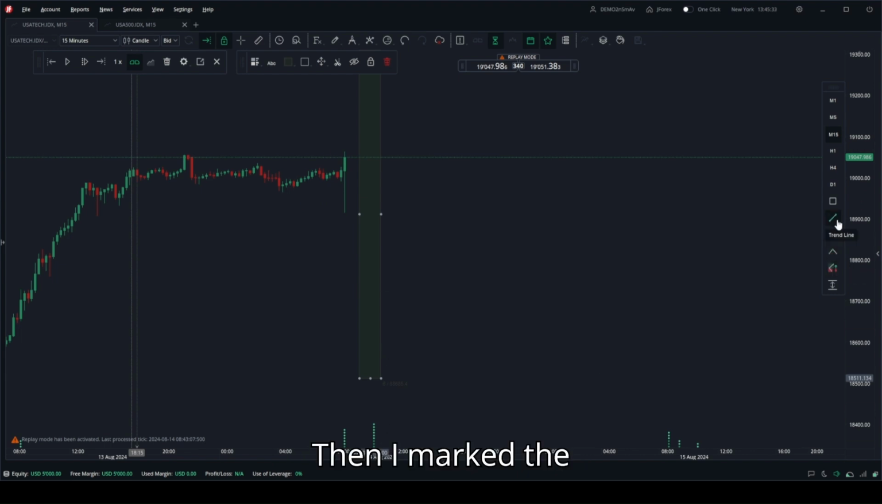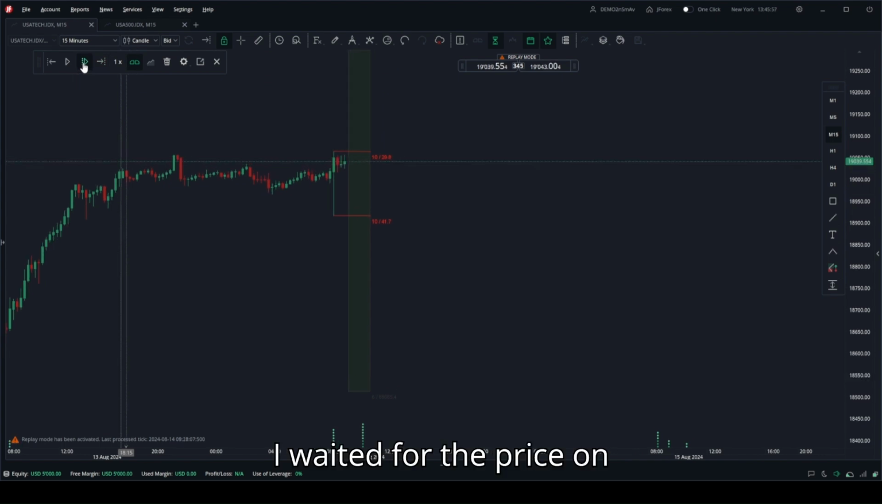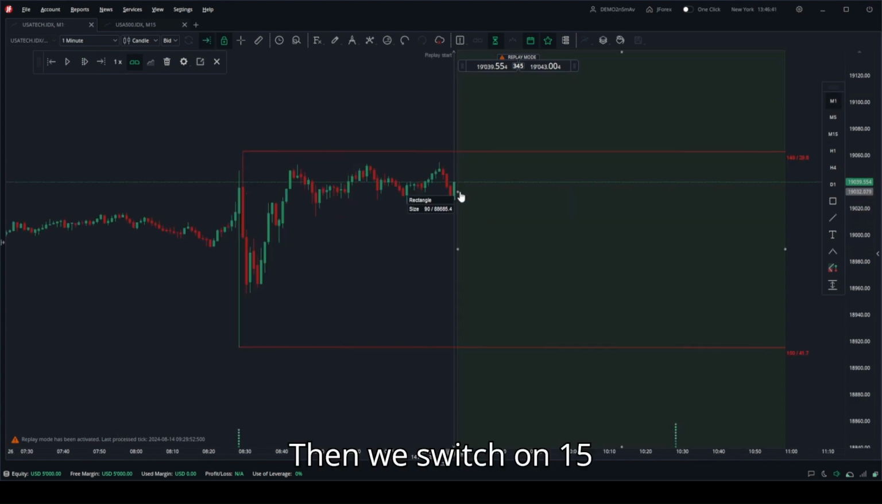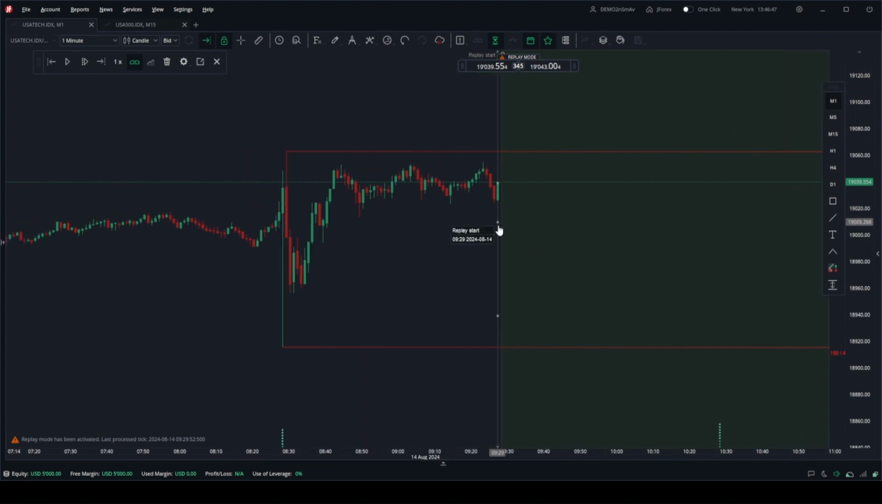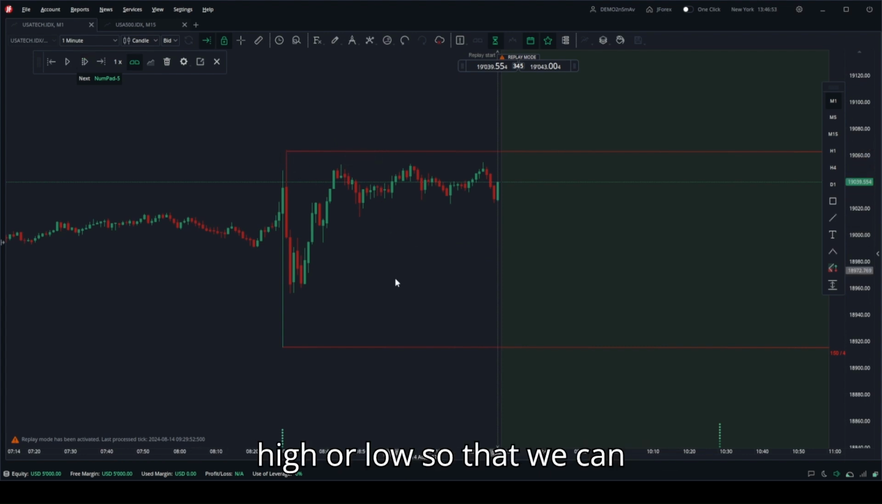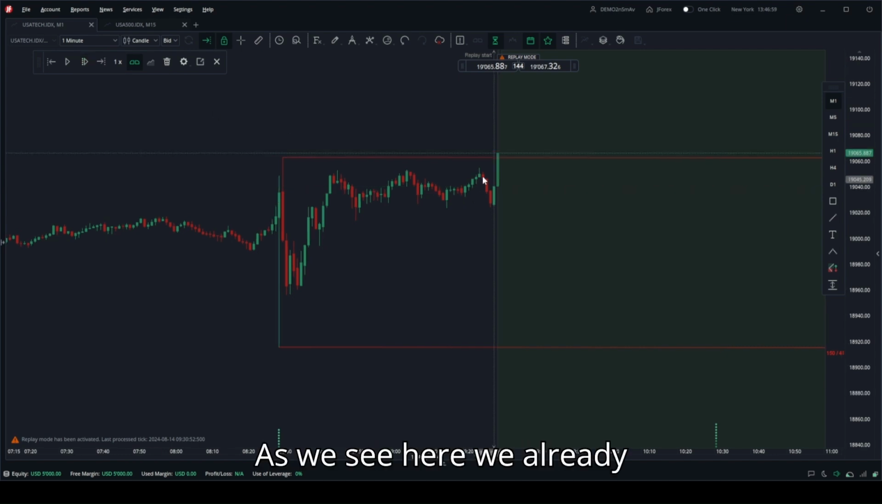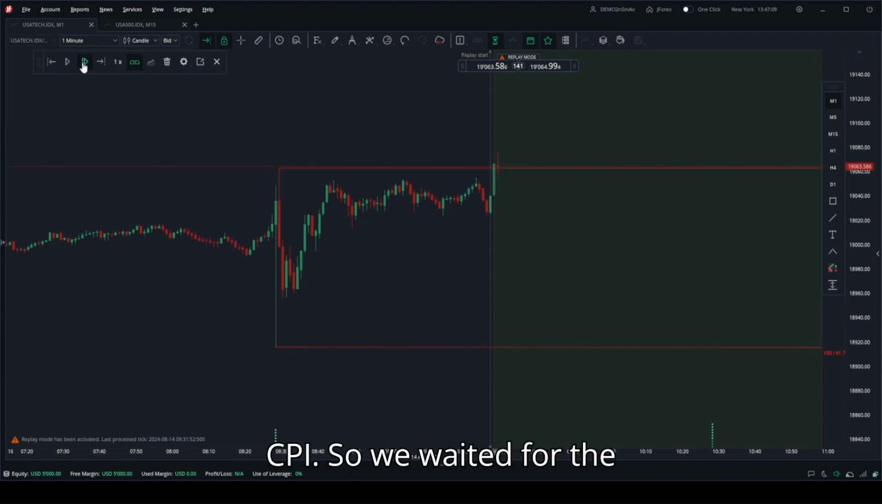Then I marked the high and low of it, and I waited for the price at 9:30. Then we switch from 15 to 1 minute and see how 9:30 opened. We were waiting for the price to break either the high or low so that we can make our trade. As we see here, we already broke the high of the CPI.